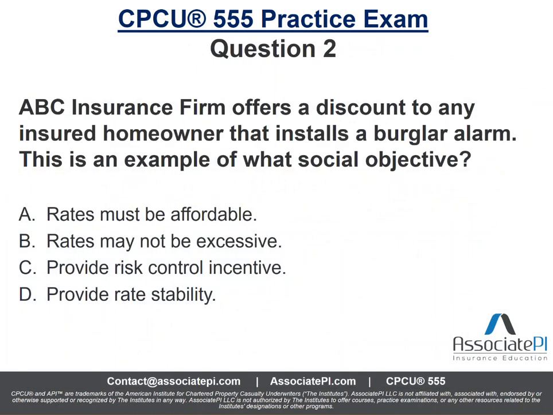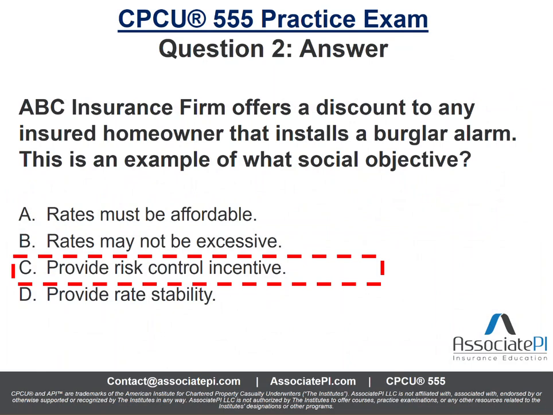And question number two, this is one, as we mentioned, that is formatted in the way that says this is an example of what? So as you can see, this question says ABC insurance firm offers a discount to any insured homeowner that installs a burglar alarm. This is an example of what social objective? So like I said, this is kind of a part A, part B question. Might be on either part of your exam, but you can see it's kind of a real life scenario, real life example. So let's look at the answer here.